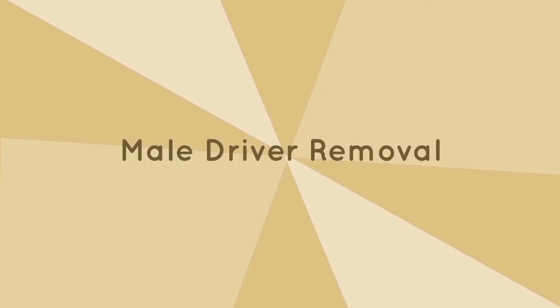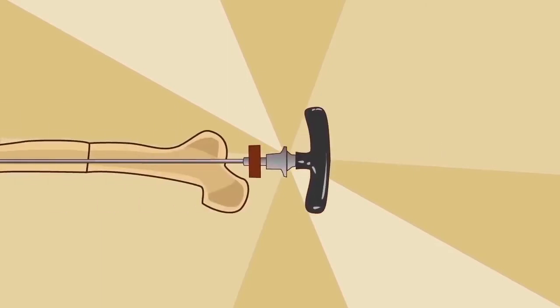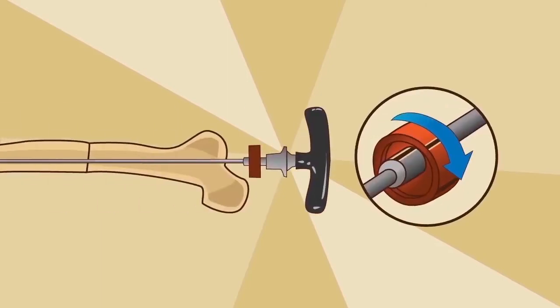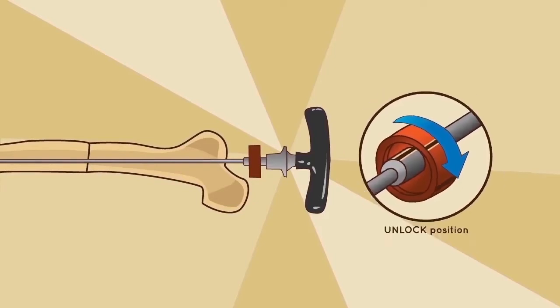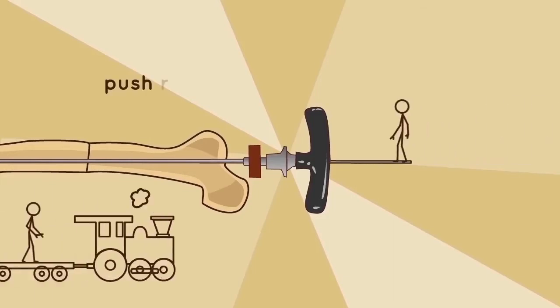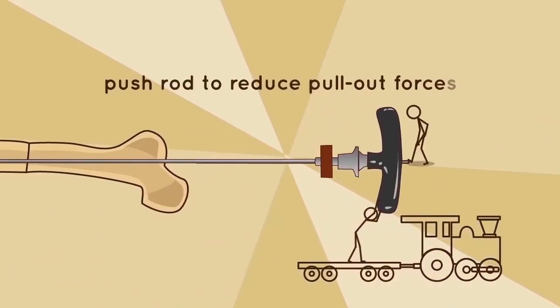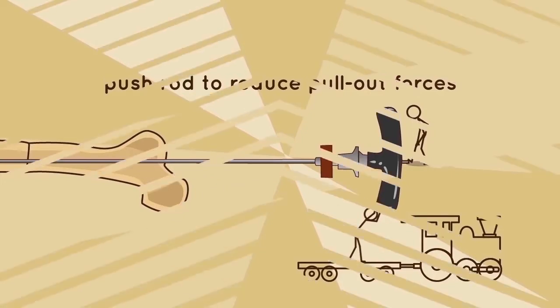Male driver removal. Unlock the male by rotating the eccentric ring to the unlocked position before removing the male driver. Removal of the male driver is done with the assistance of the push rod PSR 100 to reduce pull-out forces on the nail fixation while the driver is pulled back.